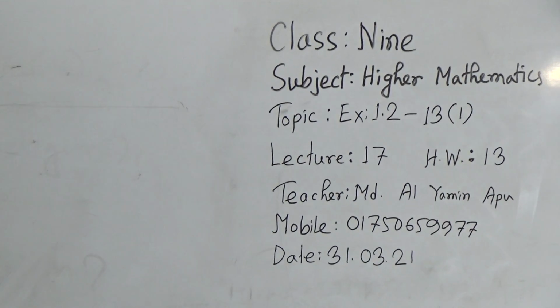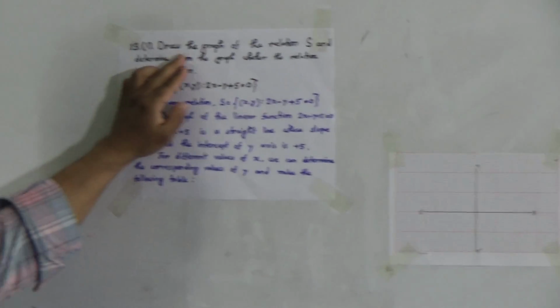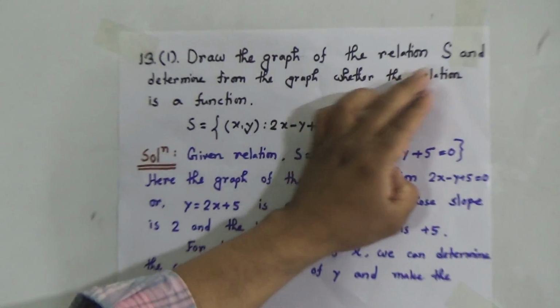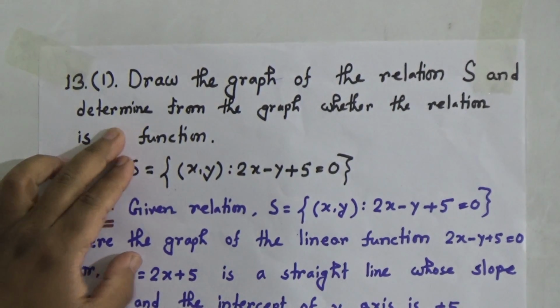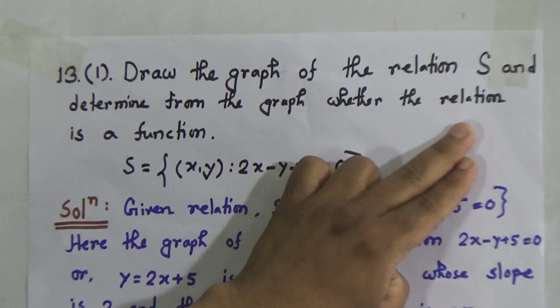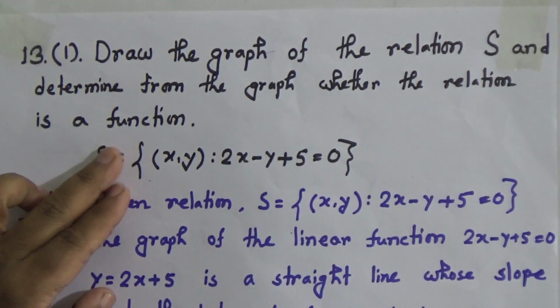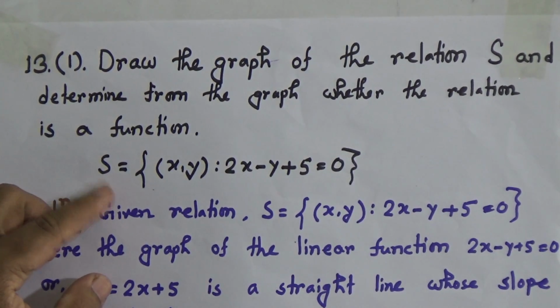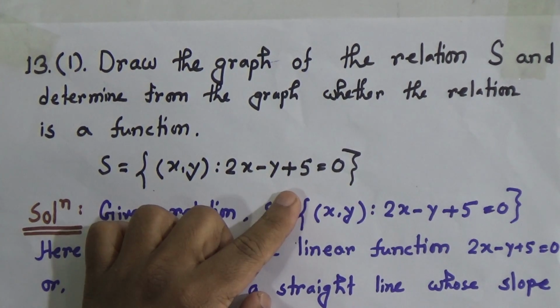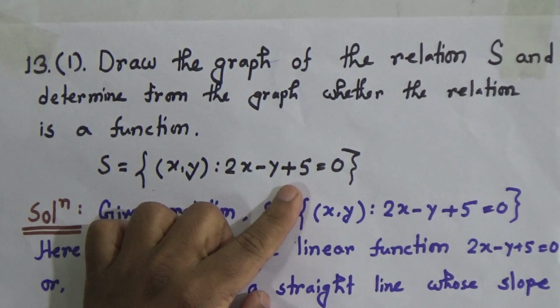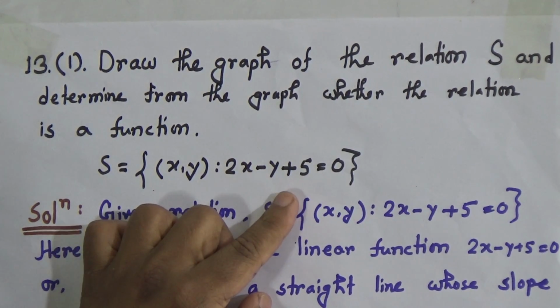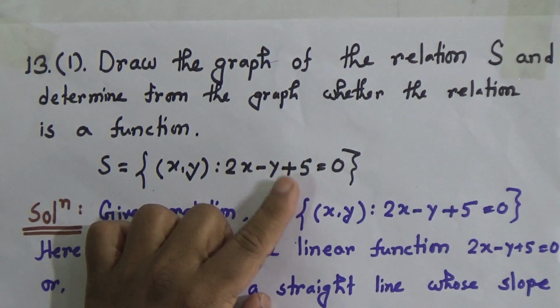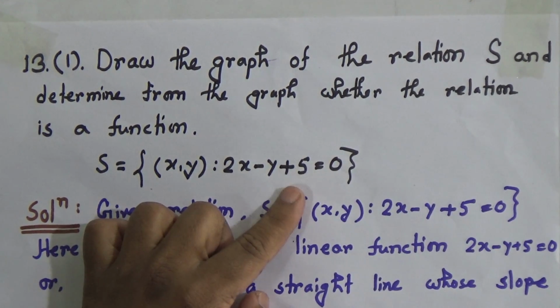Now read out the question at first. The question is, draw the graph of the relation S and determine from the graph whether the relation is a function. That means this is a relation, S is given here. We will identify whether this relation is a function or not from the graph. That means first of all we need to draw a graph of this relation.